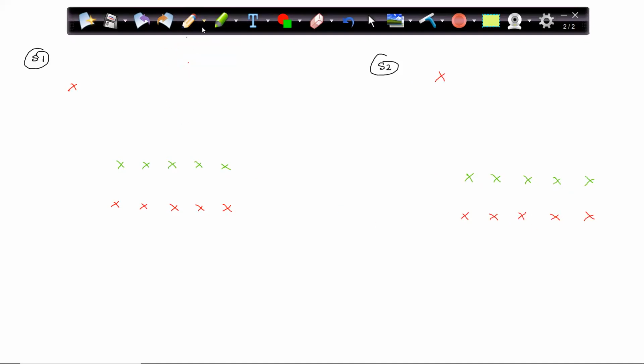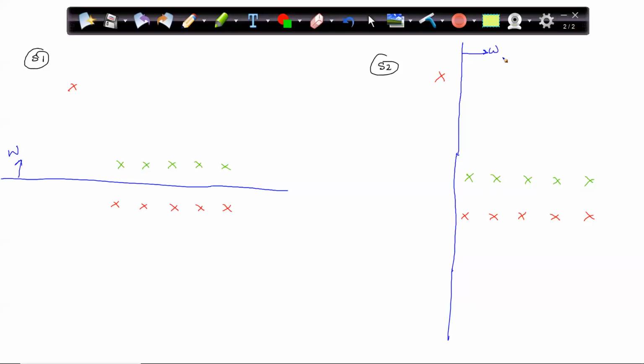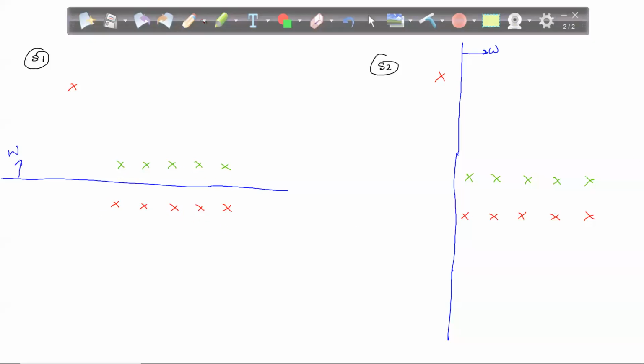Now I am creating two planes. I wanted to know which plane is the best plane. The first plane is like this, where W is in this direction. And second plane is like this, where W is in this direction. Right? Now, which one is giving me more number of correct classifications? Obviously, the first one is giving me more number of correct classifications.